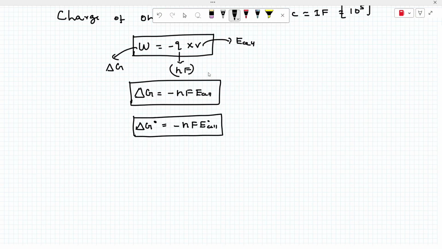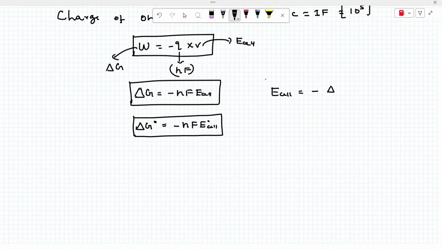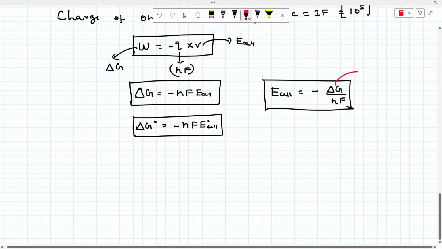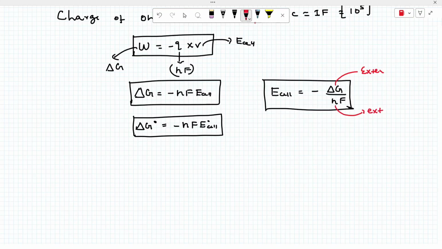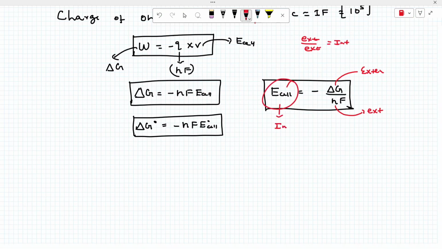Now look, very important one. What is E cell equal to? E cell is equal to minus delta G by nF. Now see, in the formula, delta G is an extensive property, and moles are an extensive property. F is a constant. Extensive by extensive, what is the answer? Intensive. Therefore, E cell is an intensive property. Important, listen: E cell intensive, standard cell potential intensive. Both are intensive. Very important.